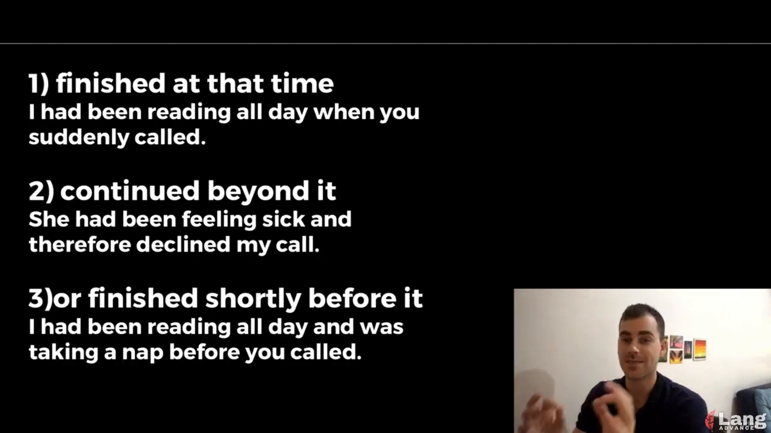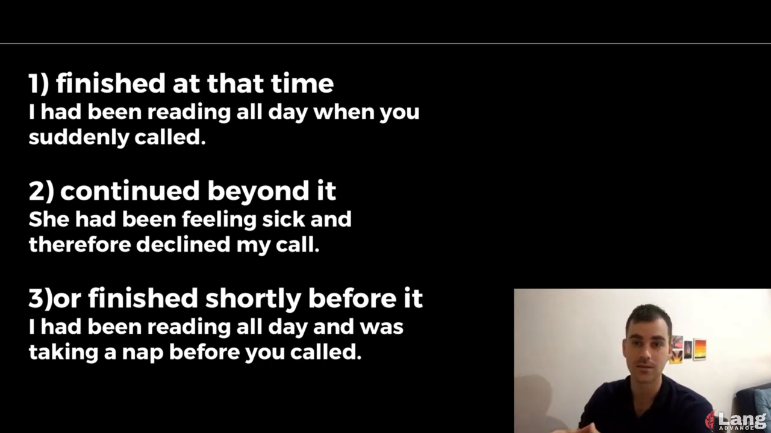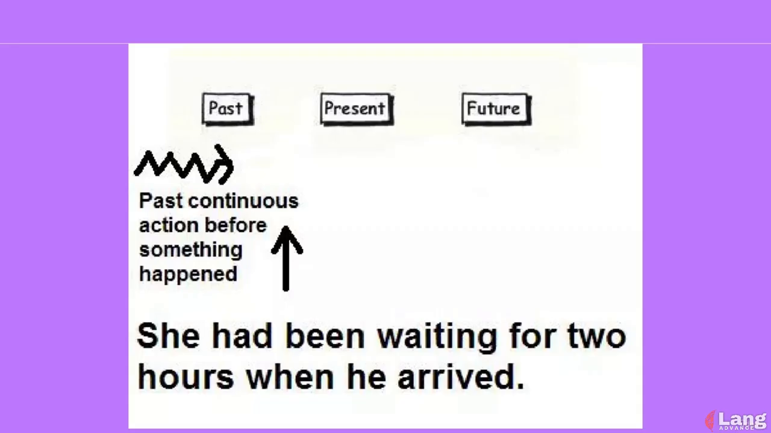So for finished at that time, we can say, I had been reading all day when you suddenly called. This implies that when you called, I stopped reading. Second, continued beyond that time. She had been feeling sick and therefore declined my call. After my call, she continued feeling sick. Or finished shortly before that time. I had been reading all day and was taking a nap before you called. She had been waiting for 2 hours when he arrived. This describes an action before something happened.